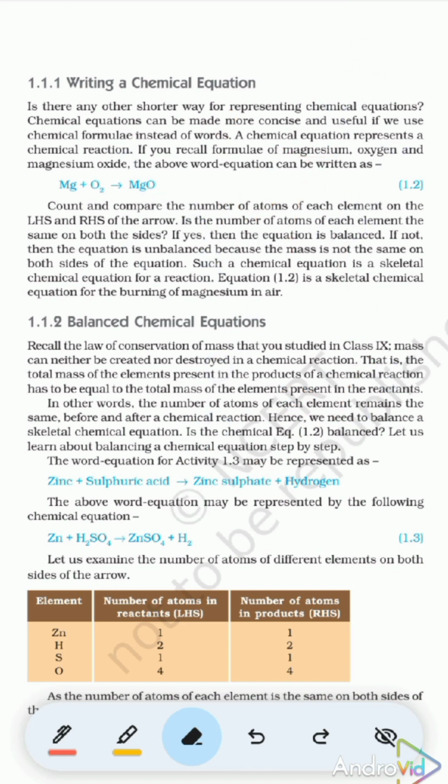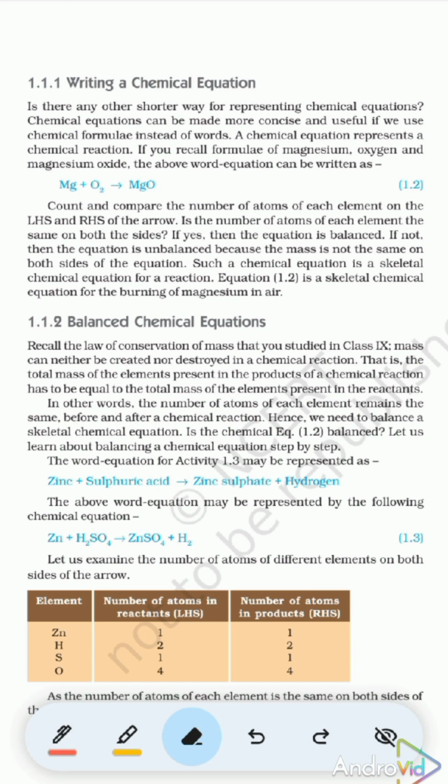So, as I already showed you how to balance, we have to check whether it is balanced or not. How can we check that? On the LHS, that is the left hand side, the reactants, and on the product side, the number of atoms of each element must be equal on both sides. Otherwise the equation is not balanced.